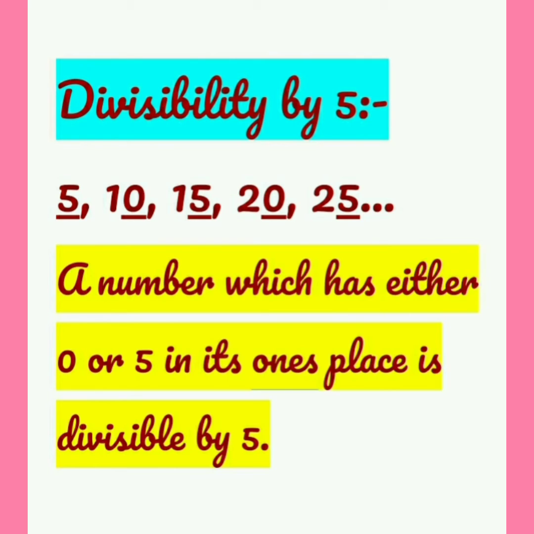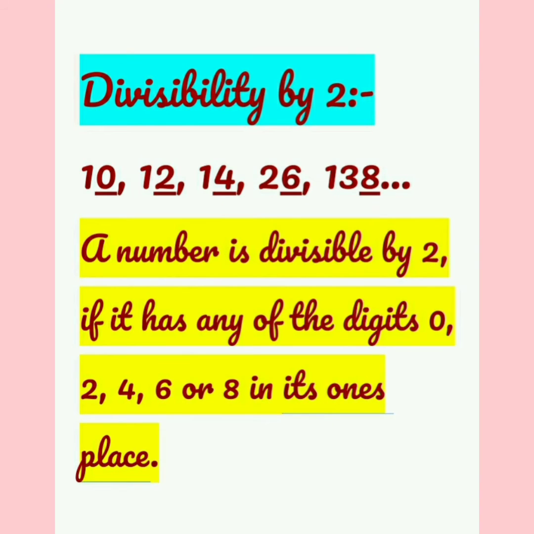Now, third one, divisibility by 2. Now, observe the following numbers. 10 and 5 were very easy, so we took the multiples of 10 and 5. Now, 2. Observe these numbers: 10, 12, 14, 26, 138, etc. If we divide these numbers by 2, we get remainder 0. So, we can say they are divisible by 2. As you see, these numbers have 0, 2, 4, 6 or 8 in their ones place. That is, they are even numbers.